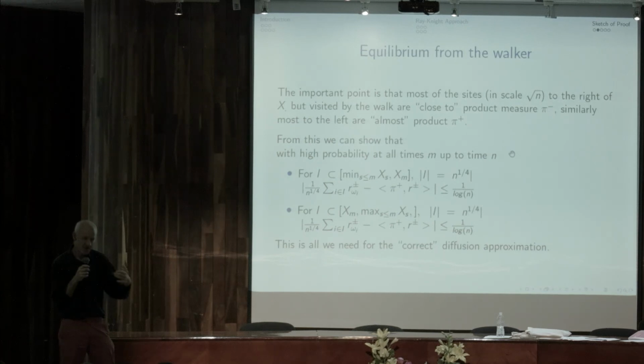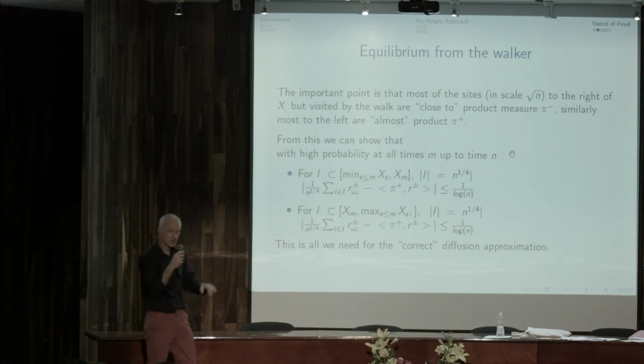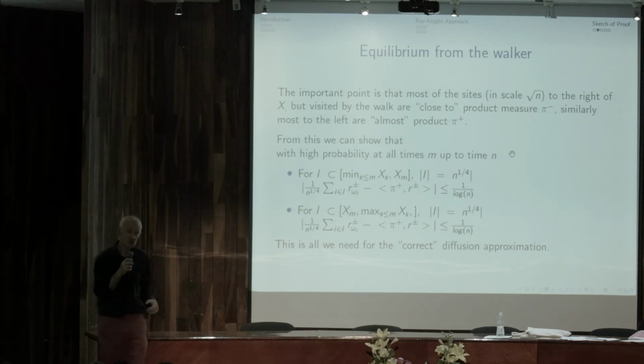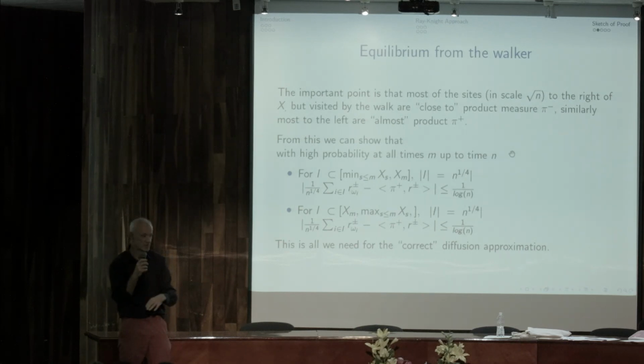from this crude averaging sense, the distribution of the Markov chains is essentially product measure pi plus to the left, pi minus to the right. And in fact, this is what I claim should be the real equilibrium. If you looked at our cookie random walk, but you looked at it from where the cookie actually is, an equilibrium distribution would be product measure pi plus to the left, pi minus to the right, and pi, the equilibrium of the Markov chain, at where you are.